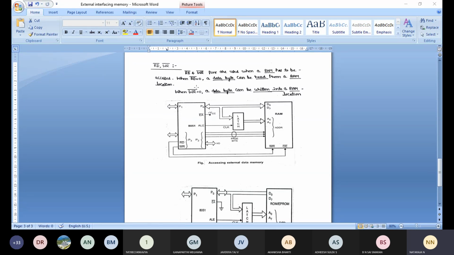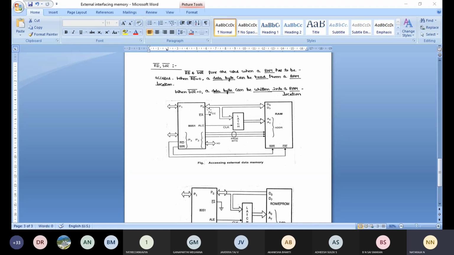Then if I give RD equal to 0, a data byte can be read from a RAM location. When write bar is equal to 0, a data byte can be written into a RAM location. Written into a RAM location. We are going to access the ROM.